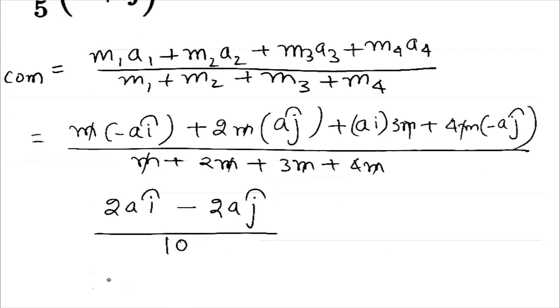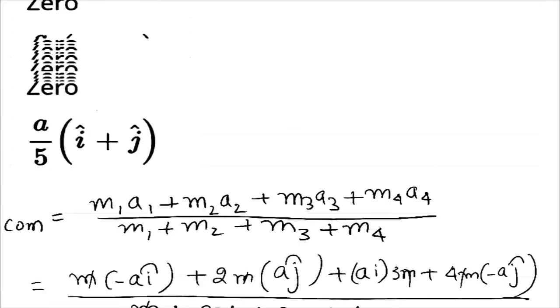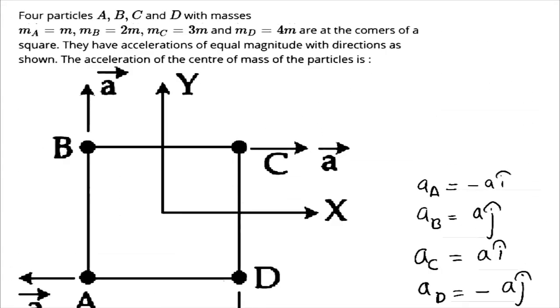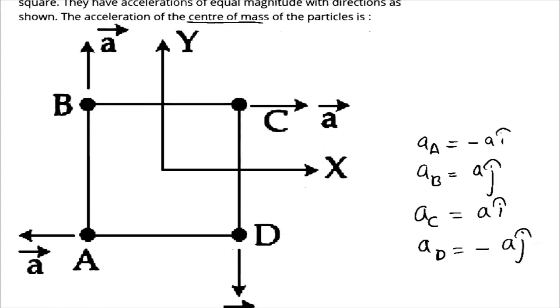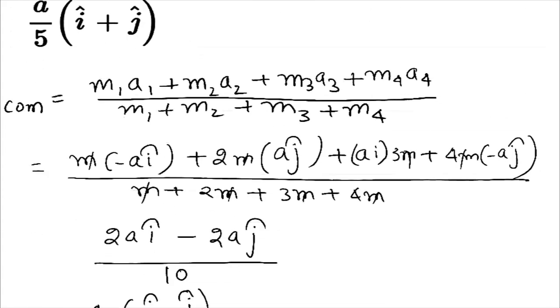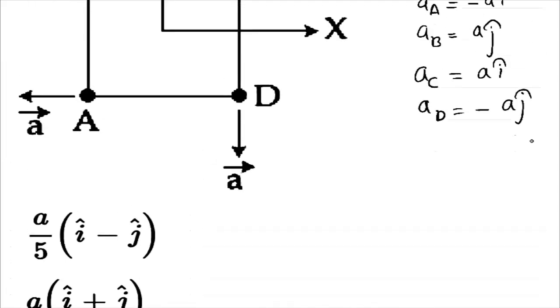So let's divide it. So you'll get 1 by 5 A i cap minus j cap. So this will be the acceleration of the center of mass which we wanted to calculate in the question. If you see, we wanted the acceleration of the center of mass and we got A by 5 i cap minus j cap. So option A is the correct one.